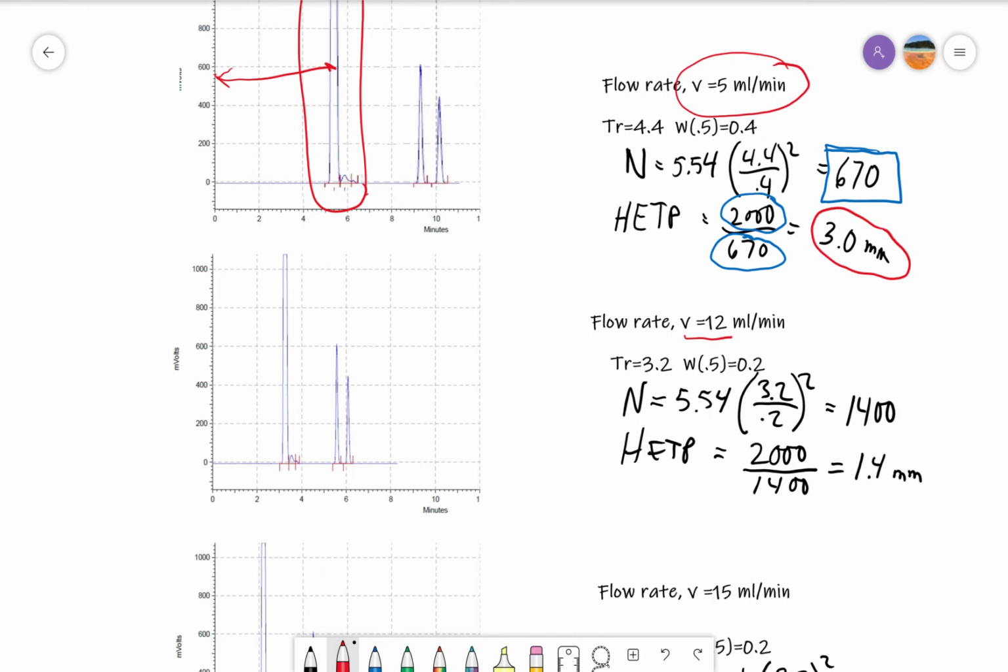In the second experiment, we have sped it up a little bit, which is going to reduce the amount of longitudinal diffusion. And under those circumstances, we can see that the number of equilibria has actually increased to about 1,400. So we've almost doubled the number of equilibria. And now the height equivalent of a theoretical plate at 12 milliliters per minute has been reduced to about 1.4 millimeters. This is going to produce better resolution because of the smaller height equivalent of a theoretical plate producing a greater number of equilibria.